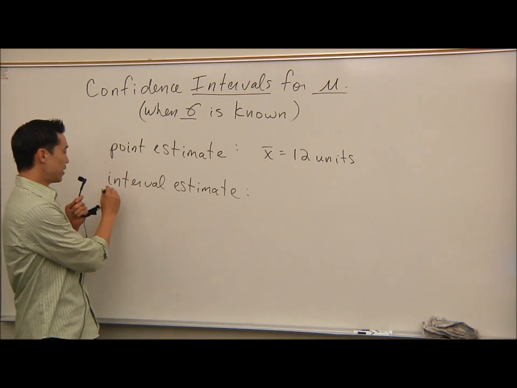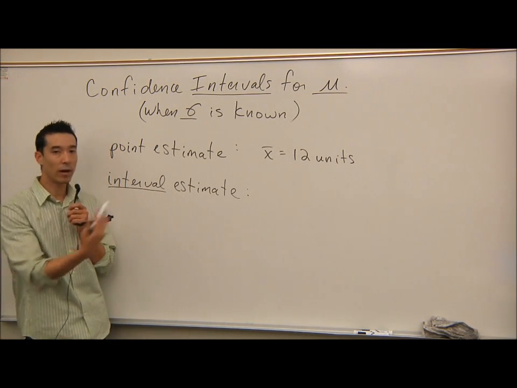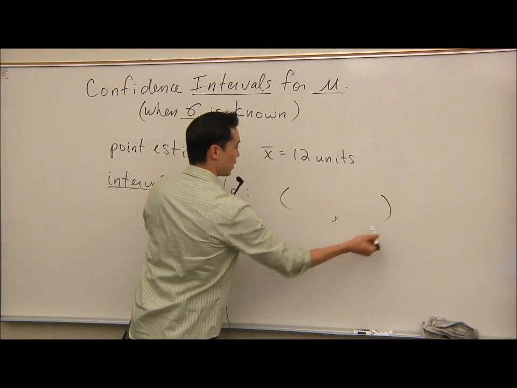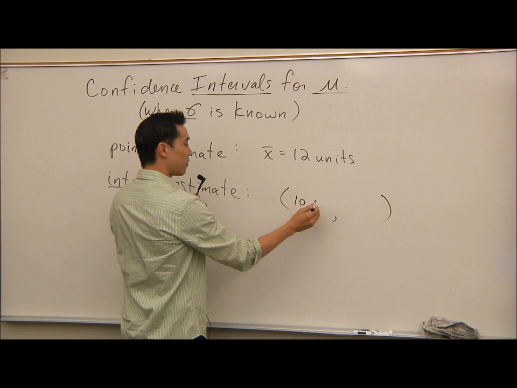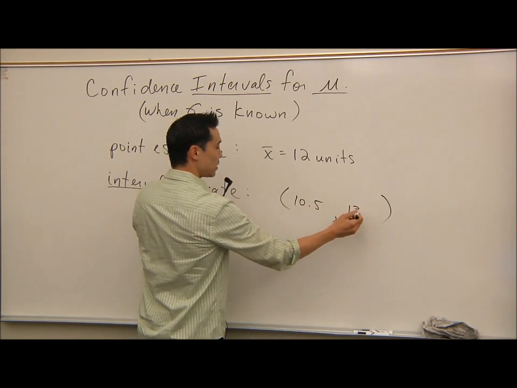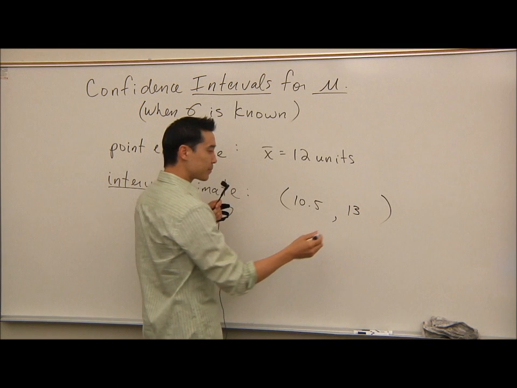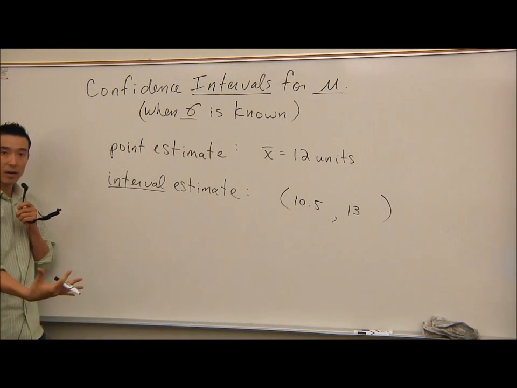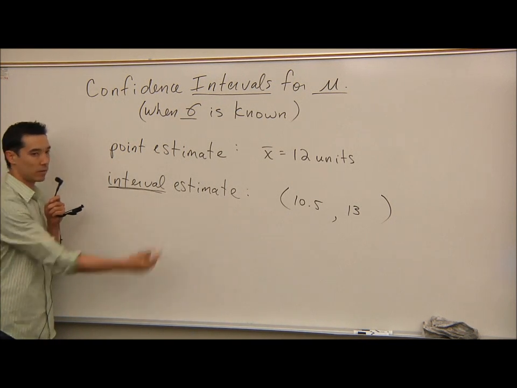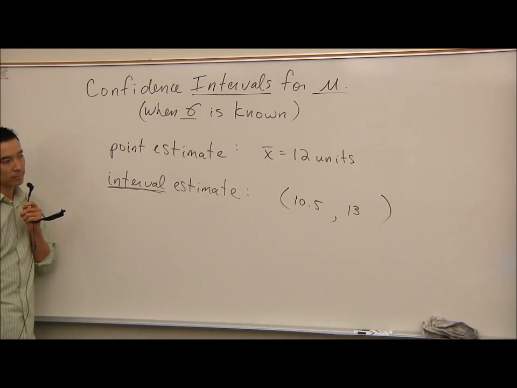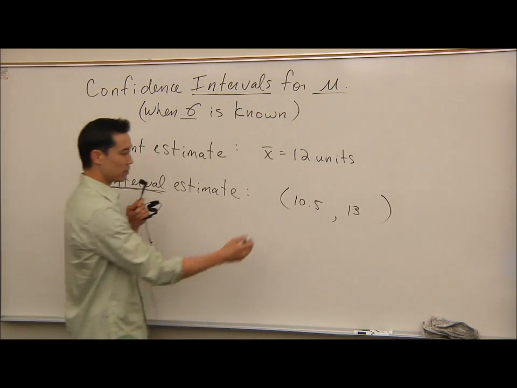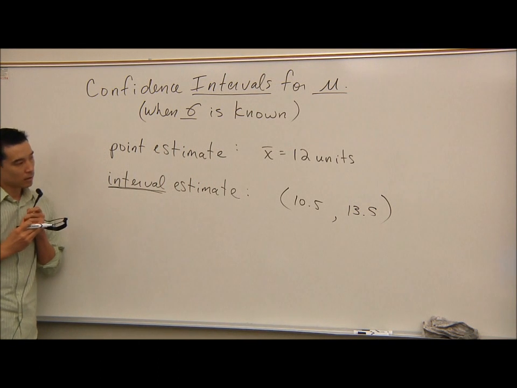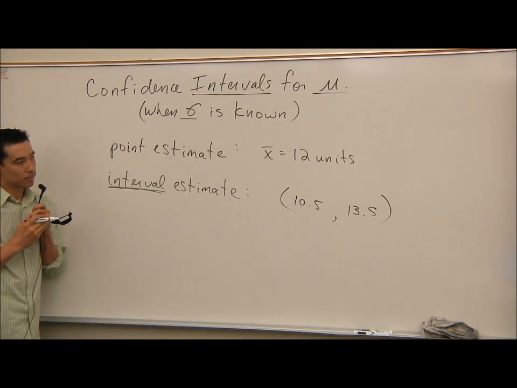The difference with an interval estimate is we don't just say 12. Okay, what we do is we say, all right, we're going to create this interval, and maybe it's like 10.5 to 13 or something like that. Okay? So we have a lower bound and we have a higher bound, and this creates what we call an interval estimate. All right, so maybe I should do 10.5 to 13.5.